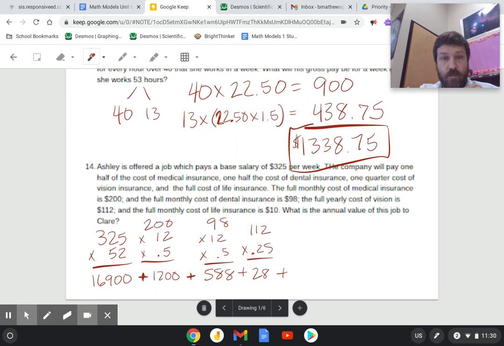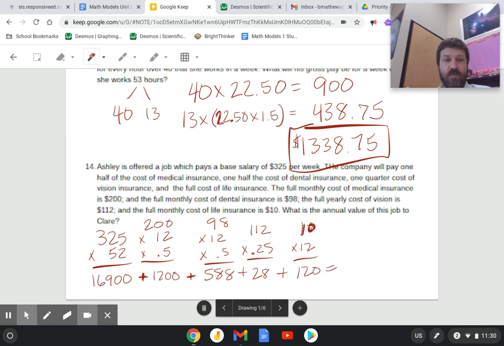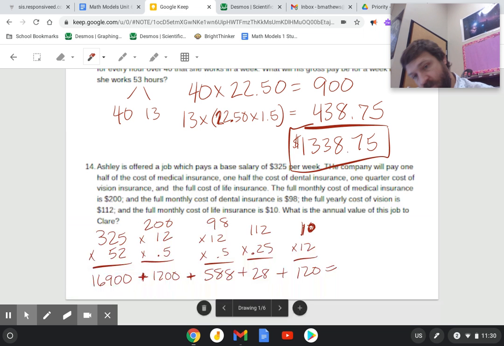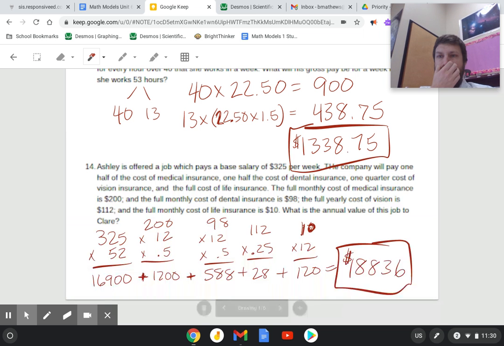Then it says the full monthly cost of life insurance is $10, and they pay all life insurance. So they pay $10 and they do it 12 times because that's the monthly, and we want to know the full annual cost. So that's going to be $120. So now we just add all those numbers together. 16,900 plus 1,200 plus 588 plus 28 plus 120, 18,836. That's the full amount that the job value is.